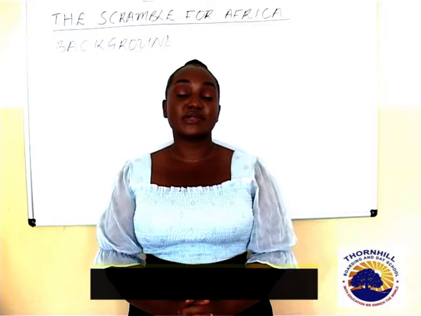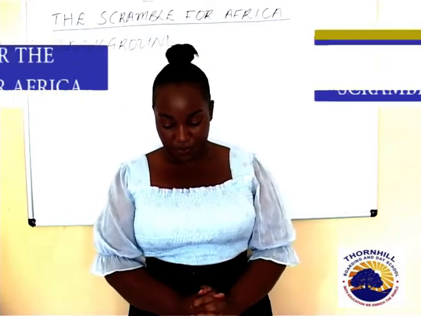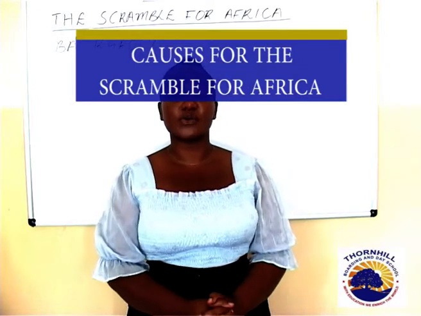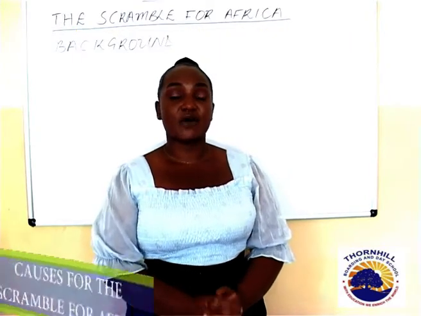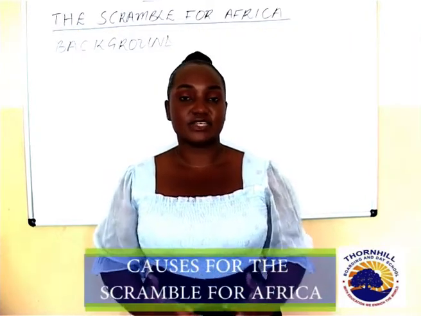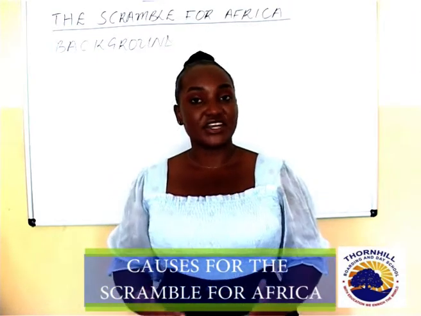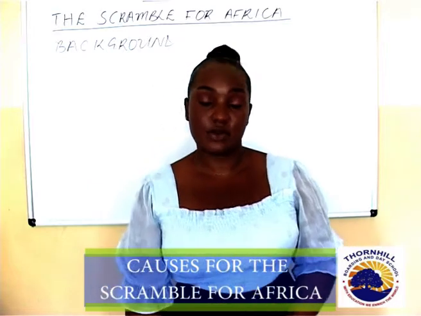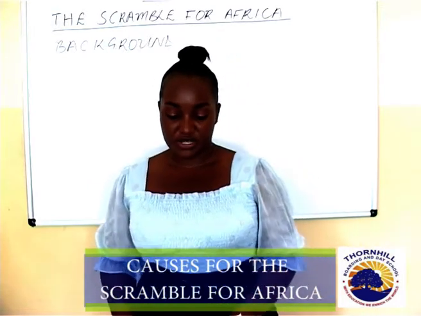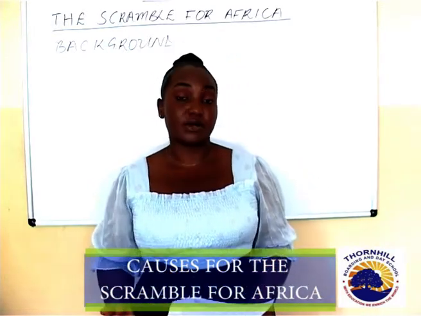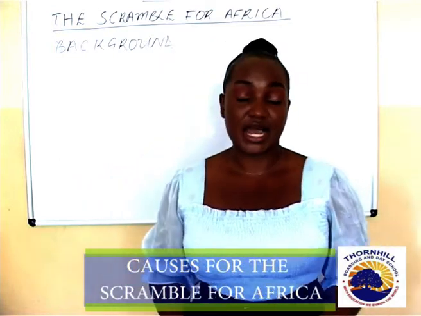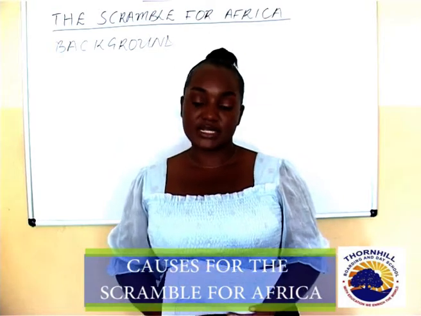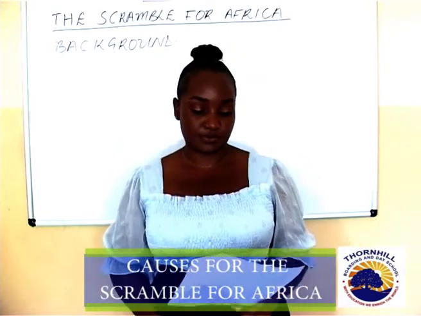So we continue with lesson 2, and the topic for today is the causes for the scramble of Africa. But before we go on to today's topic, I would like for us to revise lesson 1's questions so you can grade yourself and see how well you understood the topic. Question 1 was, what countries were actively involved in the scramble for Africa? The answers there were France, Germany, Britain, Belgium, and Portugal.